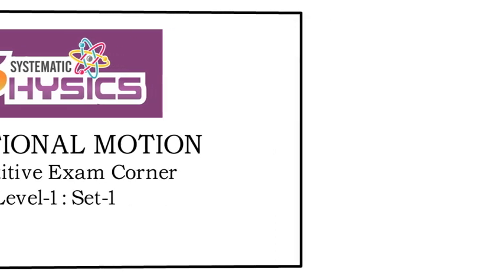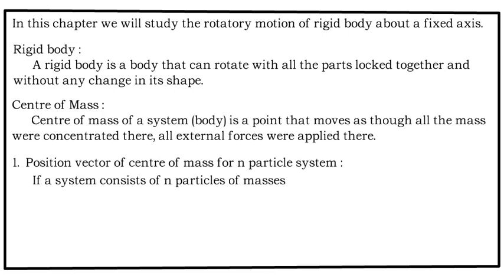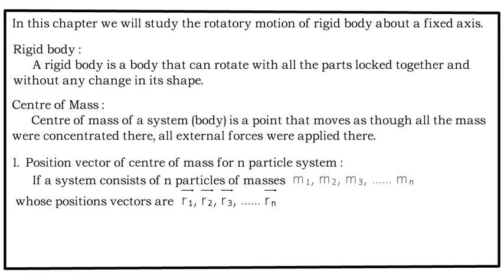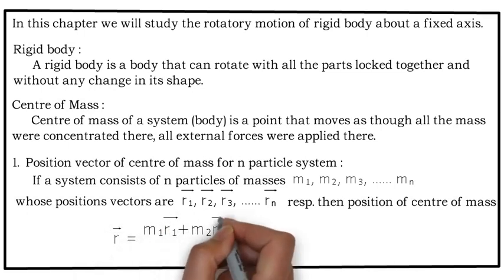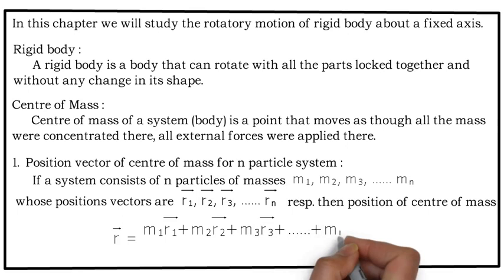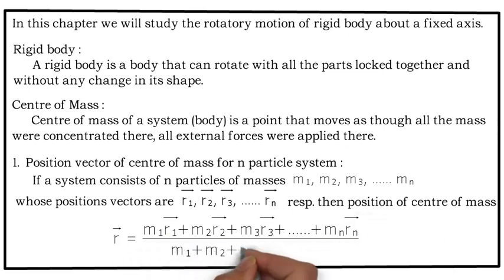Now before I go for that, you got to know some formulas which are used. Now you need to locate the position vector of a particle, that is the center of mass. That formula is R bar is equal to M1 R1 bar plus M2 R2 bar plus M3 R3 bar plus dash dash dash till Mn Rn bar upon M1 plus M2 plus M3 till Mn.